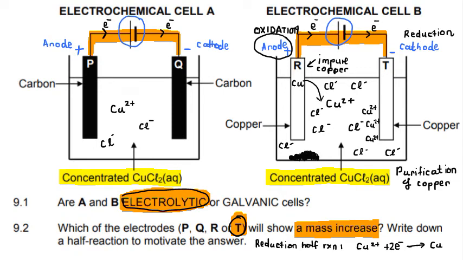But now when we look at cell A, we notice that at the cathode, the same reduction half reaction of copper 2 plus ions gaining 2 electrons to form solid copper will also happen at electrode Q. So electrode Q is also going to increase in mass.